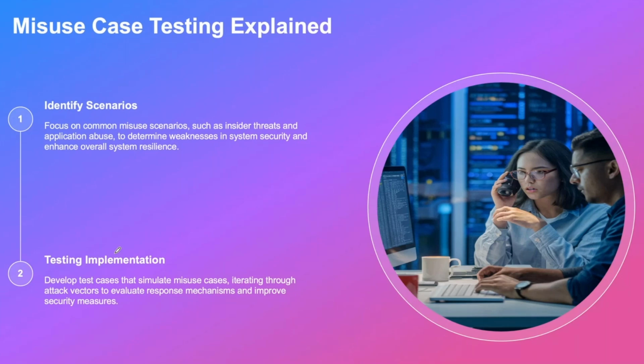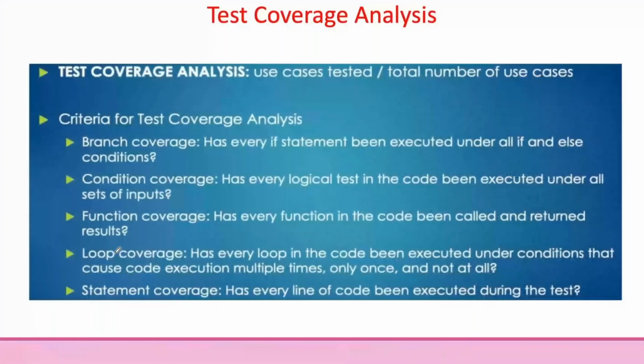So when you are testing your application, you enter the wrong data. You do this testing with an intention to crash the software. So that is why it is called as misuse case or abuse case testing. The intention of this testing is to check how the application is able to handle the abuse done by the user. So when you are doing various types of testing, you need to have a test coverage analysis.